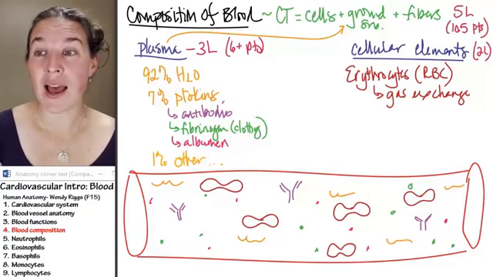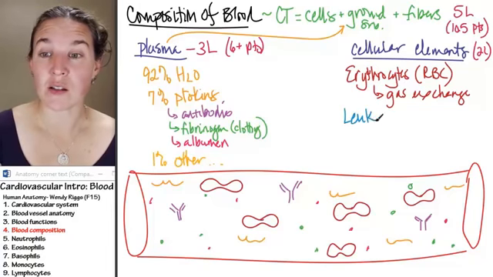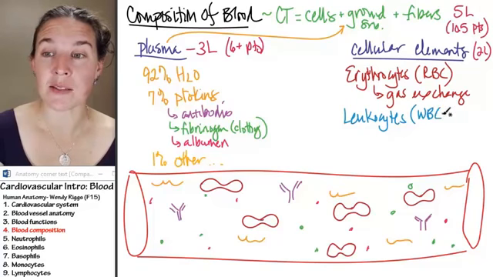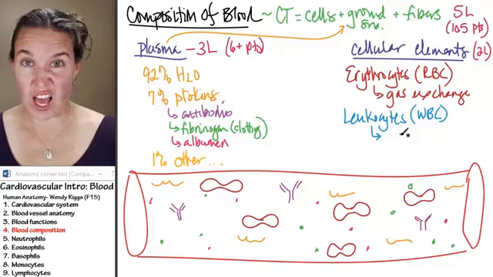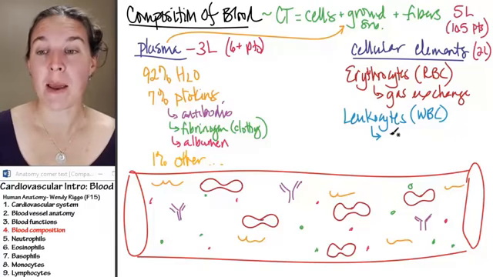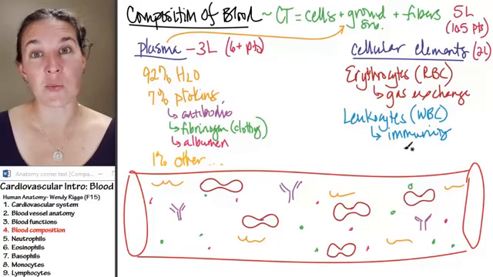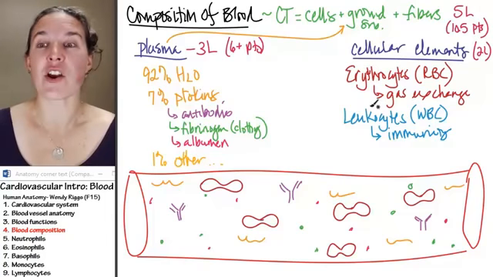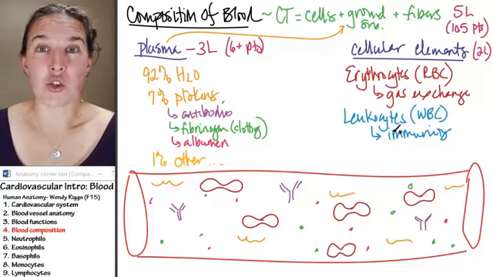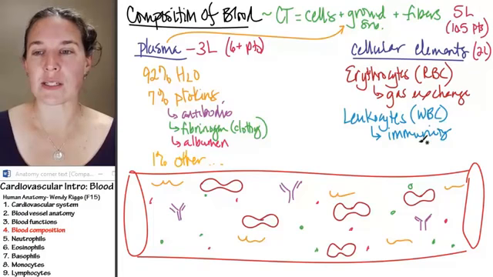We also have white blood cells, and these guys are called leukocytes. So those are white blood cells. And leukocytes, we're going to talk about all 5 flavors of leukocytes, but they're all involved in some way in immunity. And the immune system is your protection. Attack the bad guys. They're the army soldiers in the immune system.